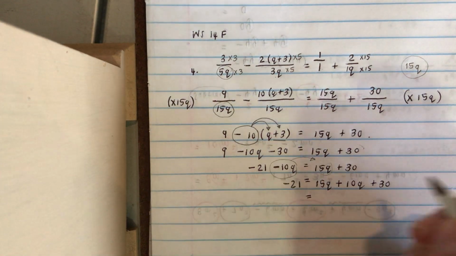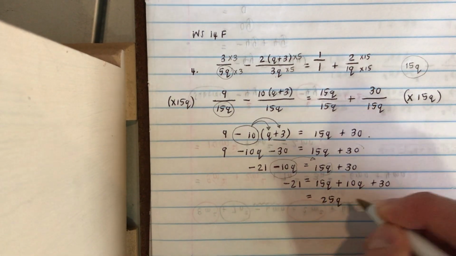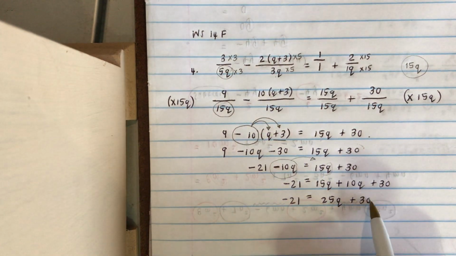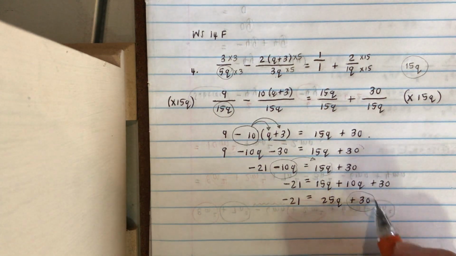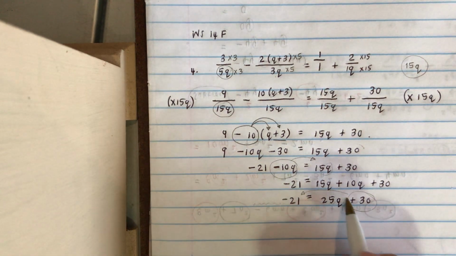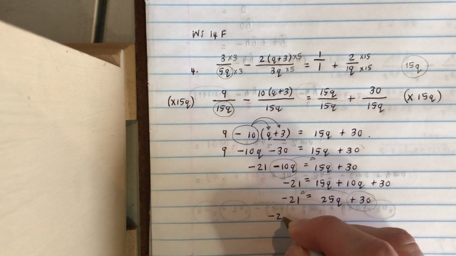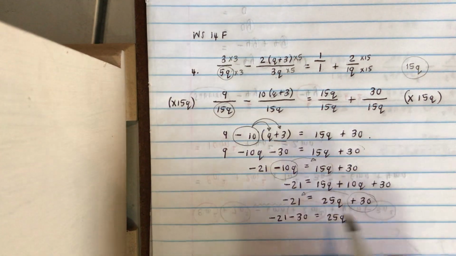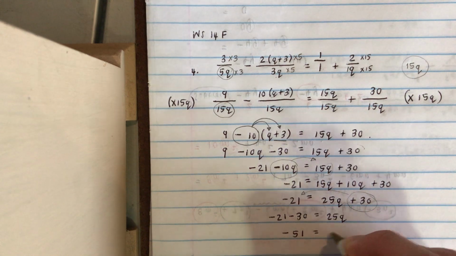Right, so let's just quickly simplify. 15q plus 10q gives me 25q plus 30, negative 21. Now we need to take this positive 30 to the left side because we wanted all the constants on the left side. If we move it, we have to take the inverse operation, which is negative 30. So we'll have negative 21 minus 30 equals 25q. We're going more into the negative. Negative 51 equals 25q.